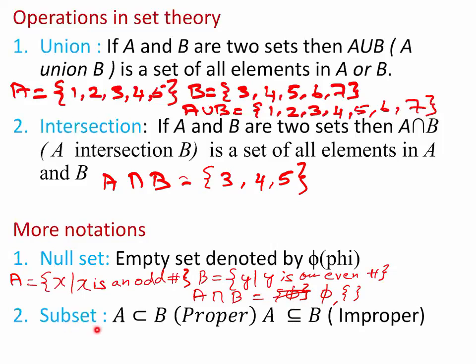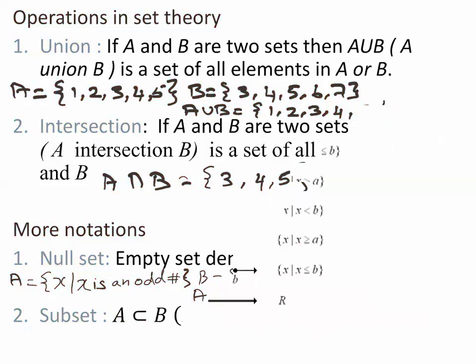Then we have a subset. A is a subset of B if A is contained inside B properly. That means there are some elements which are not in A, but there are elements in B. So this is a proper containment. If we are not sure whether A is equal to B, then A can be a subset or A can be equal to B. So this is an improper containment. We call A a subset of B, and A can be a subset of or equal to B. So this is an improper subset.